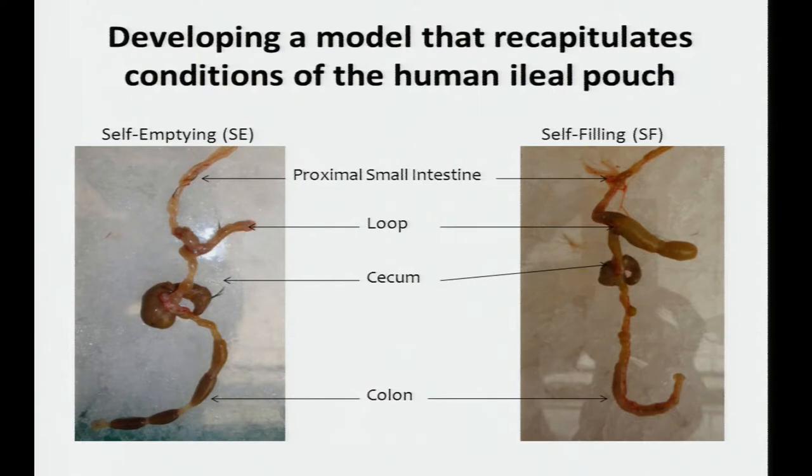So this is a blind loop that's surgically created so that this is the mainstream of the ileum, and then off to the side is this pouch. If you orient the motility this way, it empties. If you orient the motility this way, it fills. But over a period of days to weeks, this self-filling loop gets colonized and pretty much begins to look like a colon. As you can see, this looks somewhat like this. This looks like the ileum.